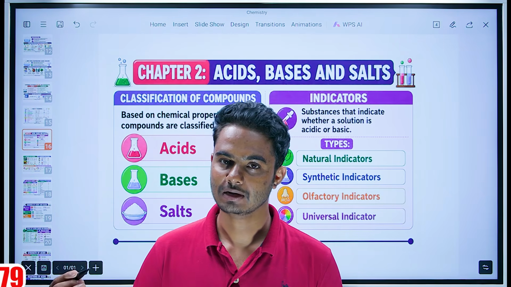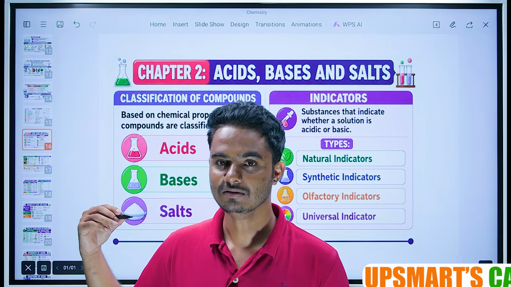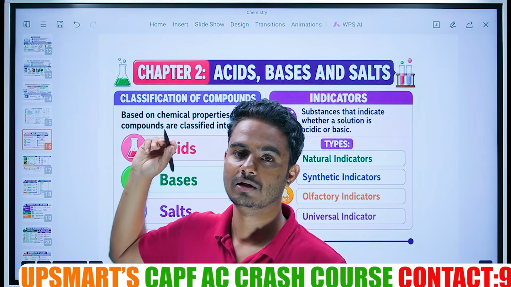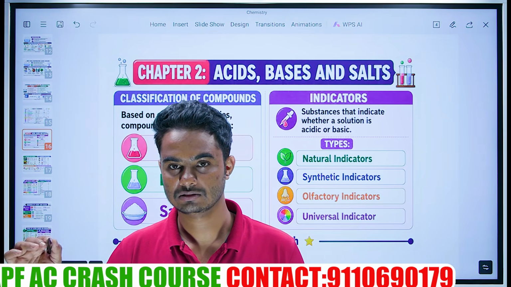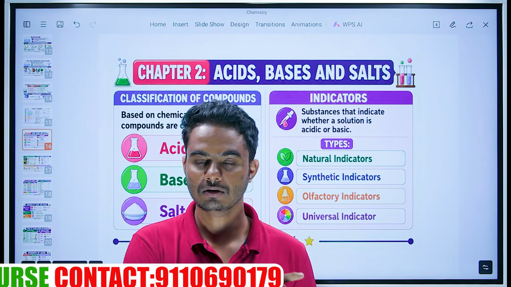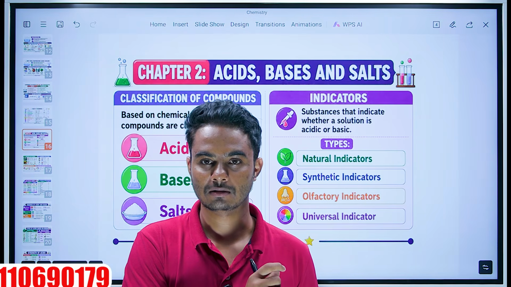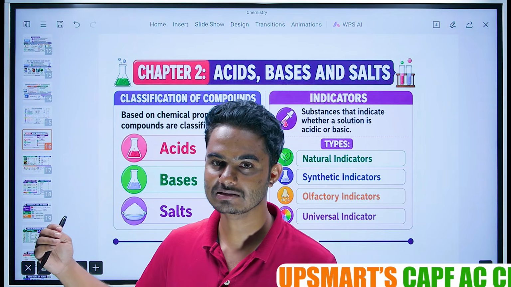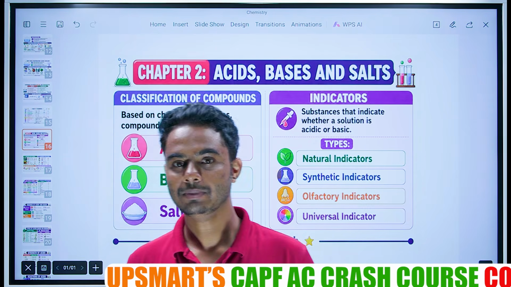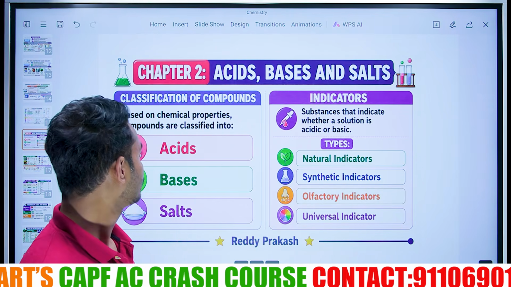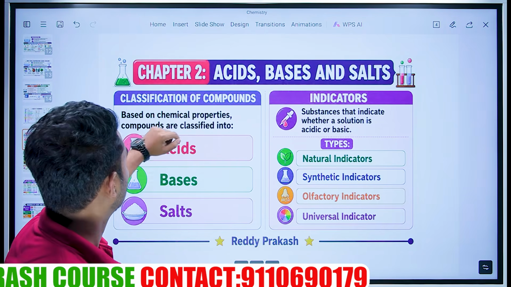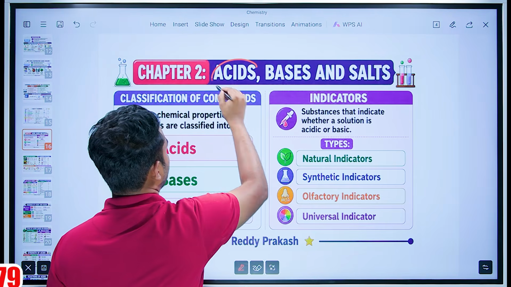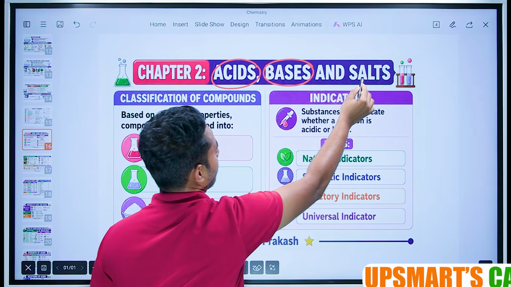Now we'll quickly get into the second chapter, that is acids, bases and salts. Okay, acids, bases and the salts. In the first chapter we studied everything about matter, and now we are going into the classification of matter, that is acids, bases and salts. So jumping in quickly, let me tell you what acids, bases and the salts mean.